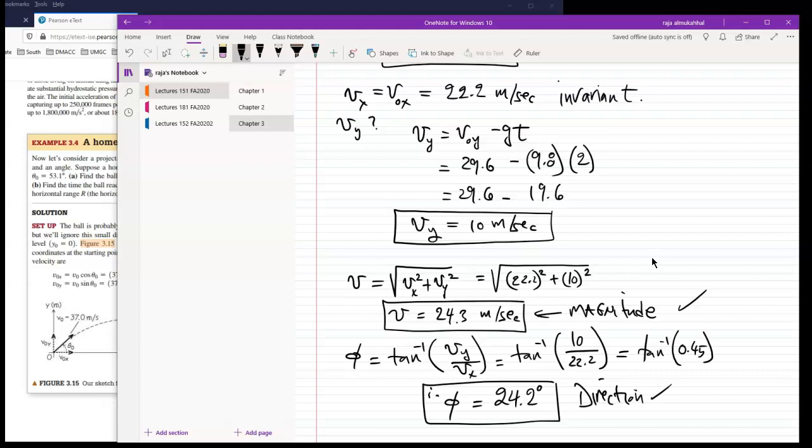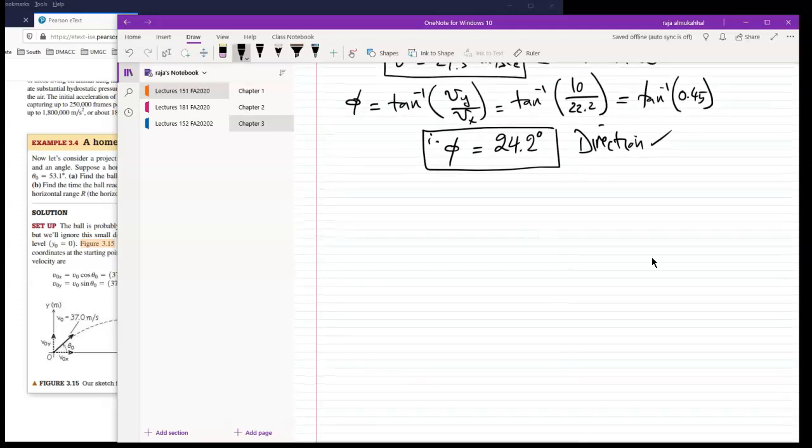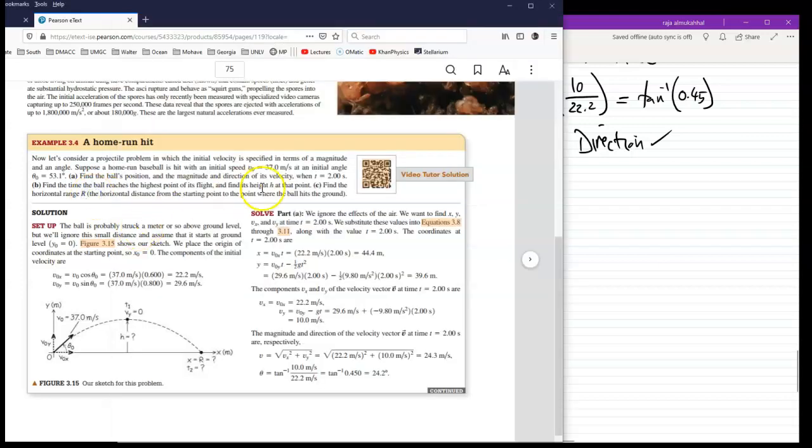Okay? Okay, good. Now this is all part A. Now we come to part B. He says in part B, find the time the ball reaches the highest point of its flight, and the maximum height. So we want to know the maximum height reached by the ball, and when does the ball reach the maximum height, the time. Okay? Well, how do we do that?